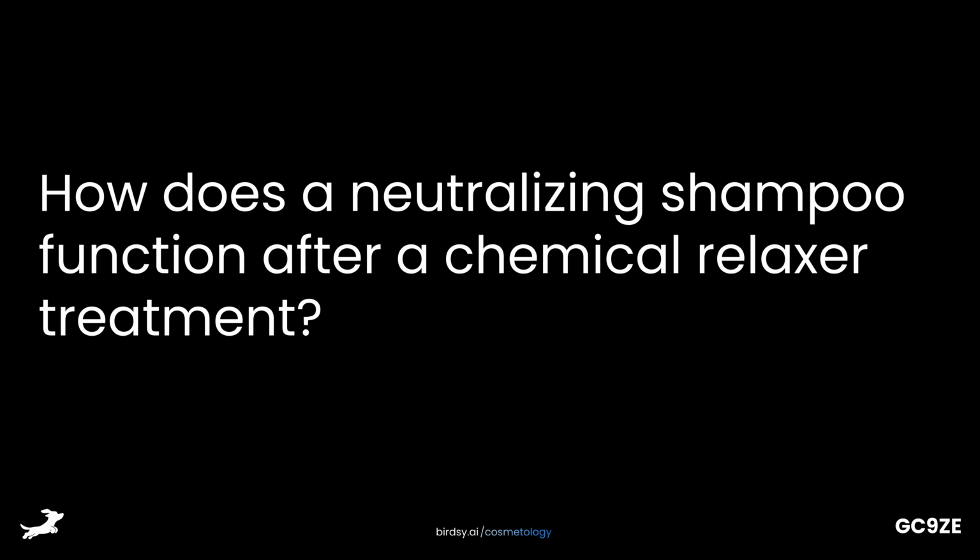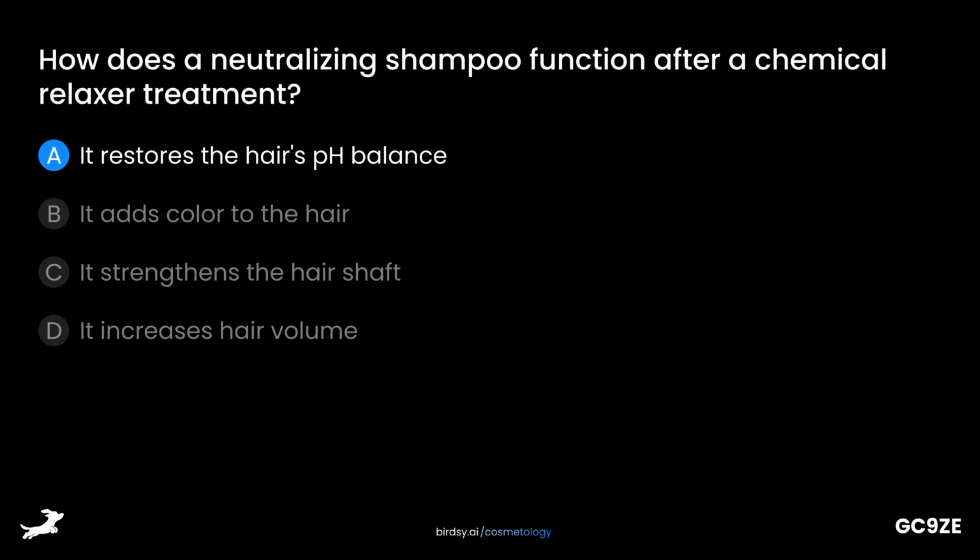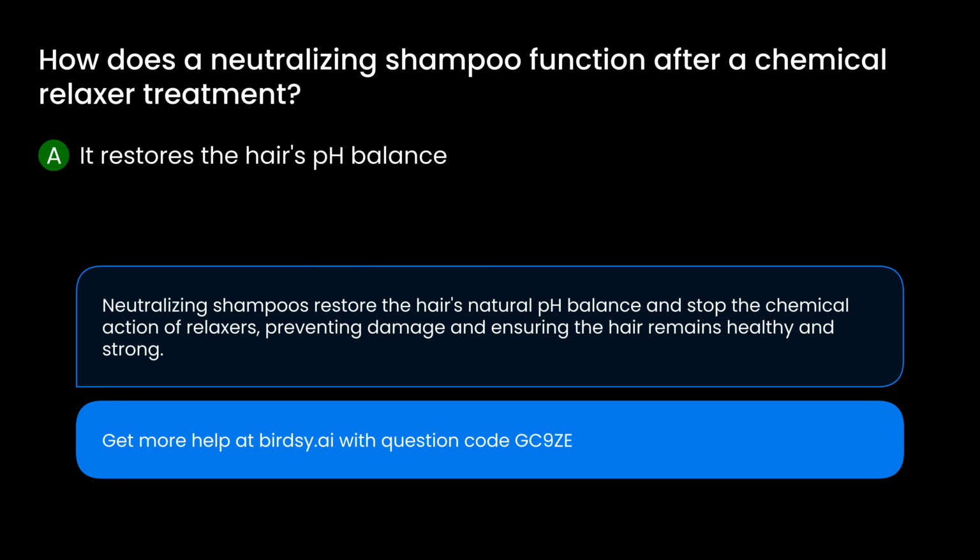How does a neutralizing shampoo function after a chemical relaxer treatment? Is it A, it restores the hair's pH balance, B, it adds color to the hair, C, it strengthens the hair shaft, or D, it increases hair volume? The answer is A, it restores the hair's pH balance. Neutralizing shampoos restore the hair's natural pH balance and stop the chemical action of relaxers, preventing damage and ensuring the hair remains healthy and strong.